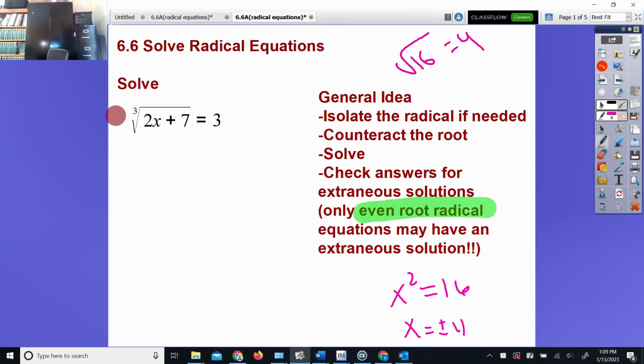That can show up. Now this is an odd root. I hope you see that. It's a cubic root. That's odd. I don't need to worry about extraneous solutions. Odd roots don't care. The odd root can return a positive or negative depending on what's in it. So it doesn't apply to them.